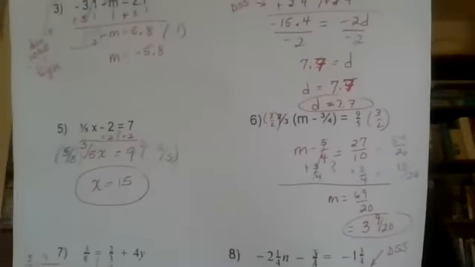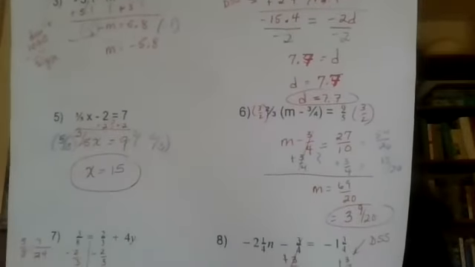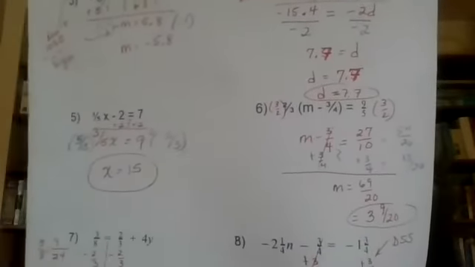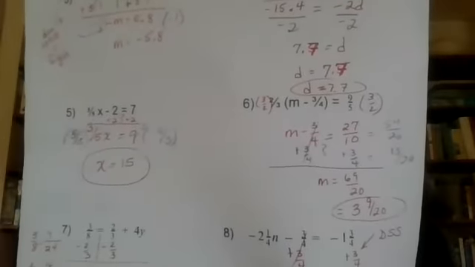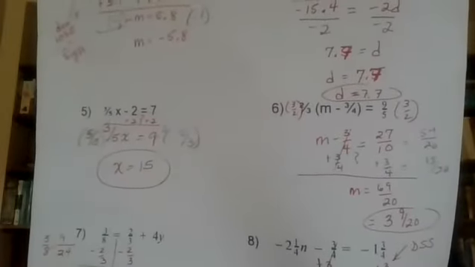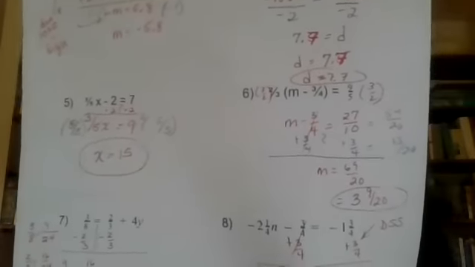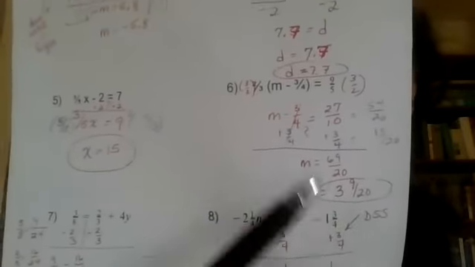So convert 27/10 into 54/20, multiplying by 2/2. And convert 3/4 to 15/20. You're multiplying by 5/5. So now we have 54/20 plus 15/20, which is going to give us 69/20.